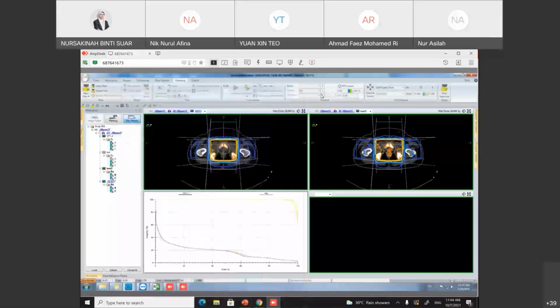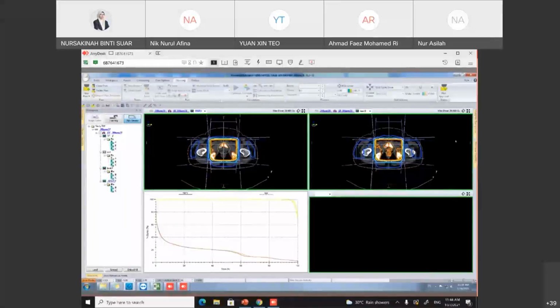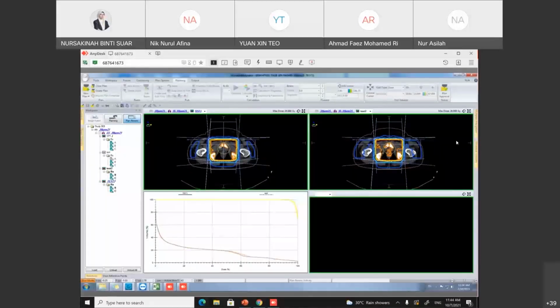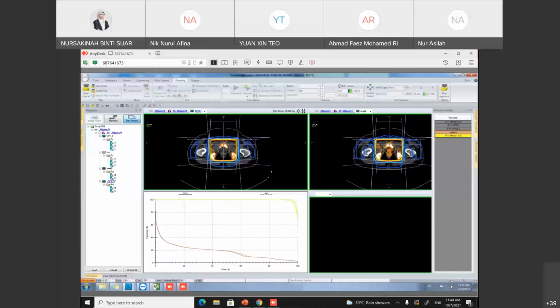So now we will move on to the last case, right breast, where I will show you the difference between the wedge and the field-in-field technique.